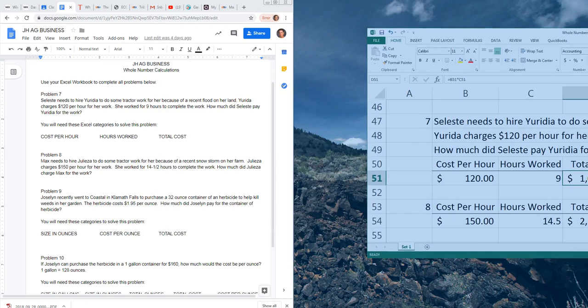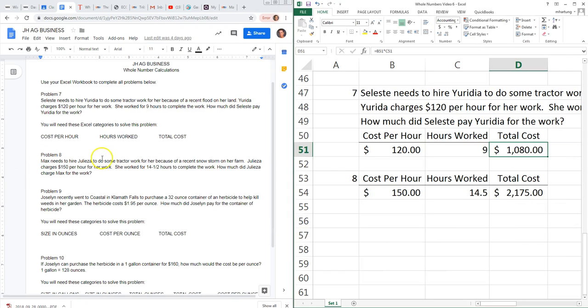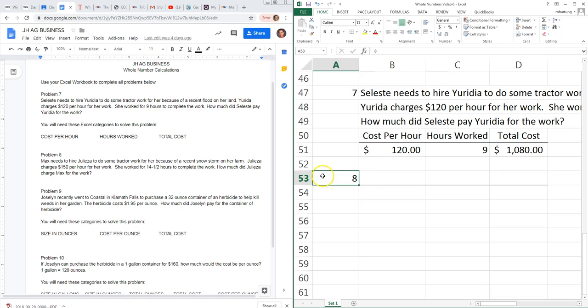Now, problem 8 can be done in a similar fashion. Max needs to hire Jaleesa to do some tractor work because of a recent snowstorm. Jaleesa charges $150 per hour for her work, and she worked 14.5 hours to complete the work. So we can see that our categories are going to be similar. We've got price per hour, the number of hours worked, and then we need to know how much Jaleesa is going to get paid. So we can just simply copy these. In fact, I'll delete this and do it over again. Here's problem 8. Here's how we solved problem 7.